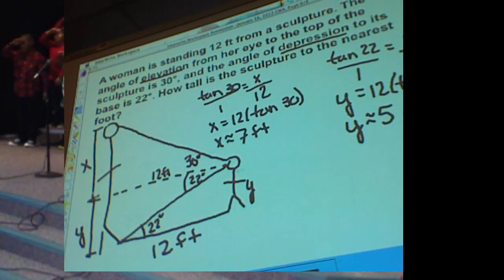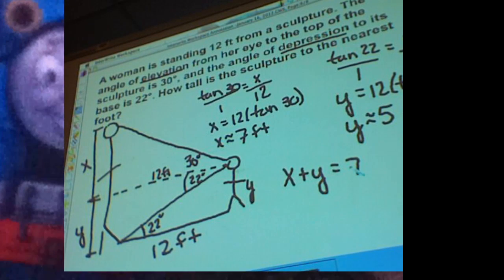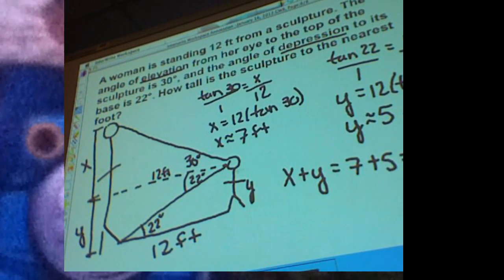Now to find the total height of the sculpture, you should have taken both parts, so 7 feet plus 5 feet, and gotten that the sculpture is approximately 12 feet tall.